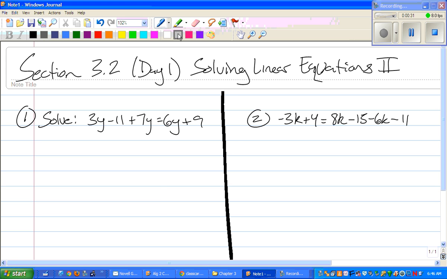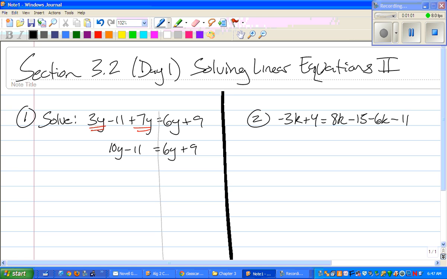Now, anytime I see that equal sign, I'm going to draw my line right down the middle. We're going to solve this. So the first thing that we need to do is combine like terms. So I'm looking for things that are similar on the same side. We can combine and add them up. 3 plus 7 is 10y minus 11, and nothing on the right side changed.